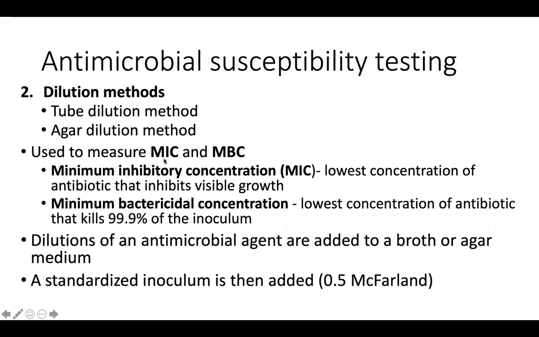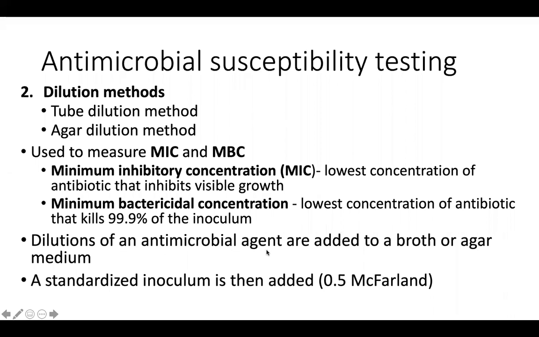So for the quantitative methods, you're looking for two important parameters, MIC and MBC. MIC is the minimum inhibitory concentration, which is the lowest concentration of antibiotic that inhibits visible growth. And then you have the MBC, which is the minimum bactericidal concentration, which is the lowest concentration of antibiotic that kills about 99.9% of the inoculum. Remember, we said for the quantitative test, you're not only interested in whether there's resistance or susceptibility, it's by how much.